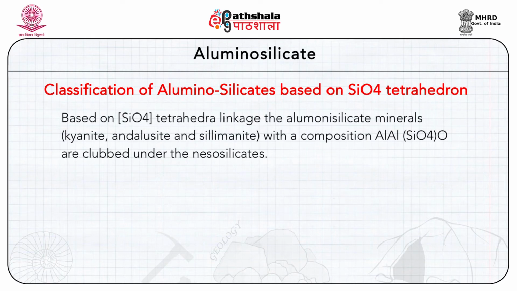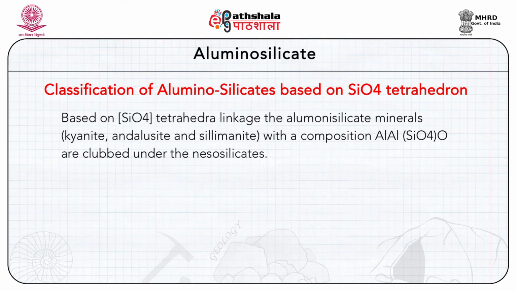Based on SiO4 tetrahedral linkage, the aluminosilicate minerals kyanite, andalusite and sillimanite, with a composition of Al2SiO5, are clubbed under the nesosilicates. In all the three minerals, chains of AlO6 octahedra occur parallel to the crystallographic c axis. Each octahedron shares two oxygens with the octahedron above and below, thus giving rise to aluminum-oxygen chains of AlO4 composition. The chains are cross-linked by the remaining aluminum and silicon ions.